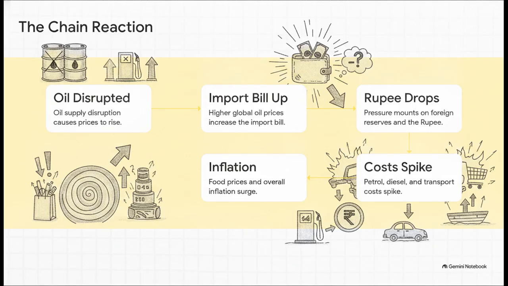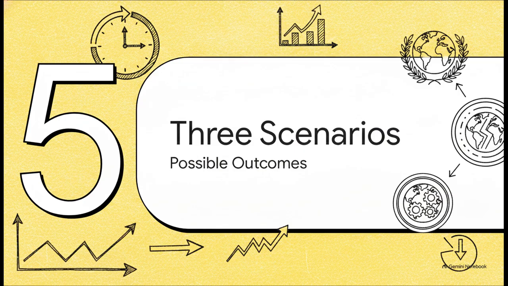Step 4. A weaker currency combined with expensive oil means domestic petrol and transportation costs spike sharply. And finally, Step 5, food prices and overall inflation surge to absolute crisis levels. It is a tragic domino effect where a conflict thousands of miles away can quickly make basic food transport completely unaffordable for everyday citizens.